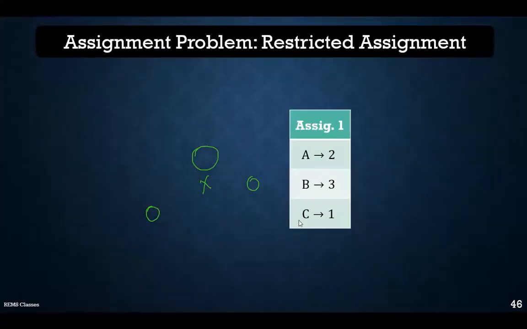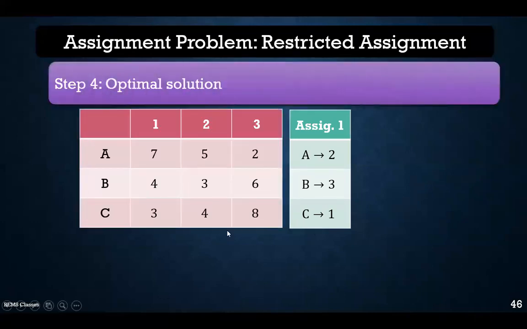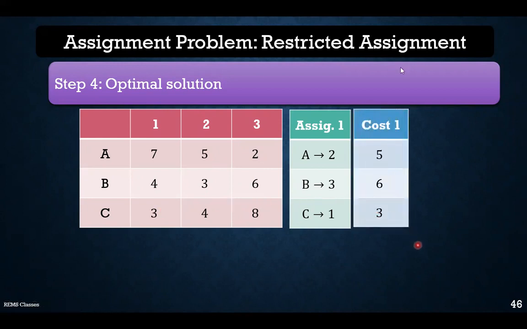Now we'll find the minimum assignment cost, and this is the matrix given in the question. A2 is 5, B3 is 6, and C1 is 3. So this is the cost, and the total minimum cost is 14 units. This is the total minimum cost we have obtained.